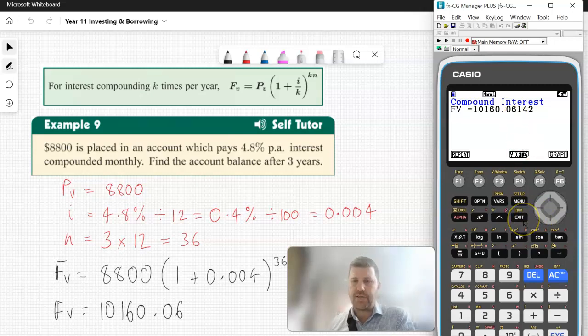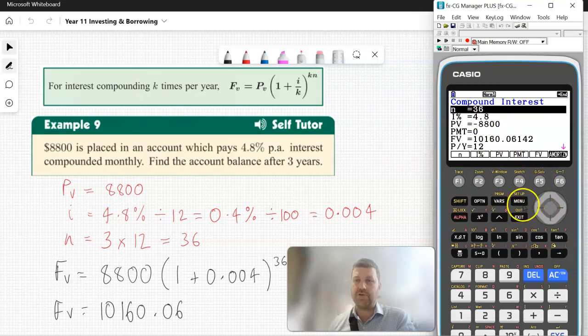If you want to go back and change things, you just press exit here and you can see how changing the rate or the number of years would affect that overall future value. All right, other than that, it's pretty straightforward. Just popping your values into that function on your graphics calculator and it doing the work for you.